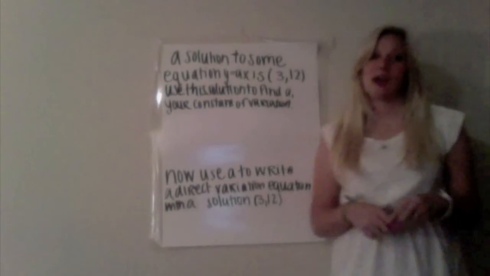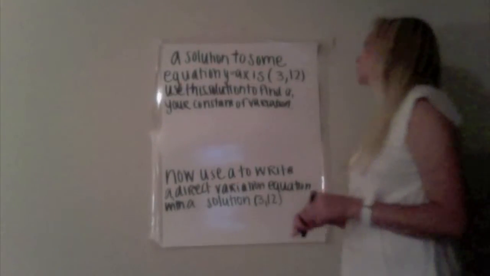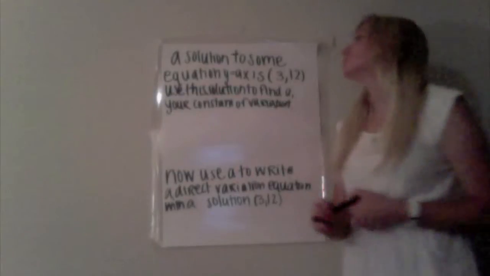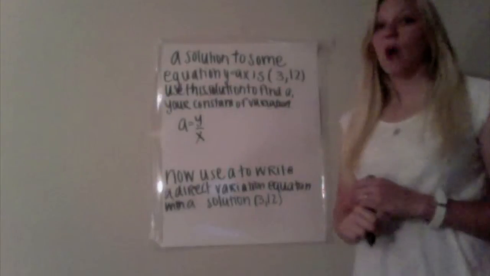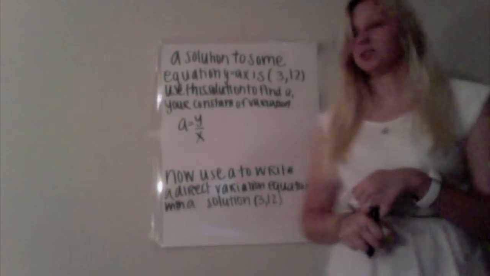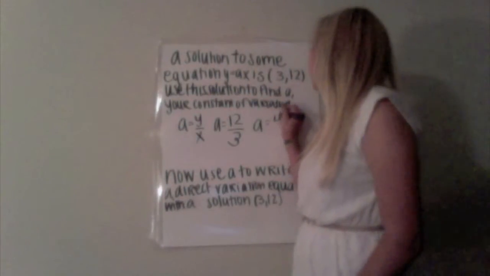Now let's try a practice problem. A solution to some equation y equals ax is (3, 12). Use this solution to find A, your constant of variation. So we defined our constant of variation as A equals y over x. So in this case, our y is 12 and our x is 3. So we have A equals 12 over 3, which is the same thing as A equals 4.